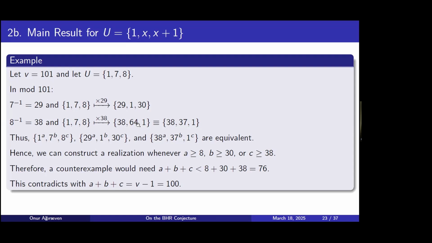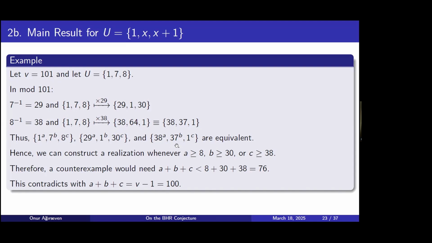Then I get 38 and 64 doesn't look nice, but then we realize, wait, 64 is actually larger than half of V. So it actually is 37. Oh, and 37 and 38 are also differing by 1. So I get these 3 equivalent multisets. Each of them are of the form 1 x plus 1.